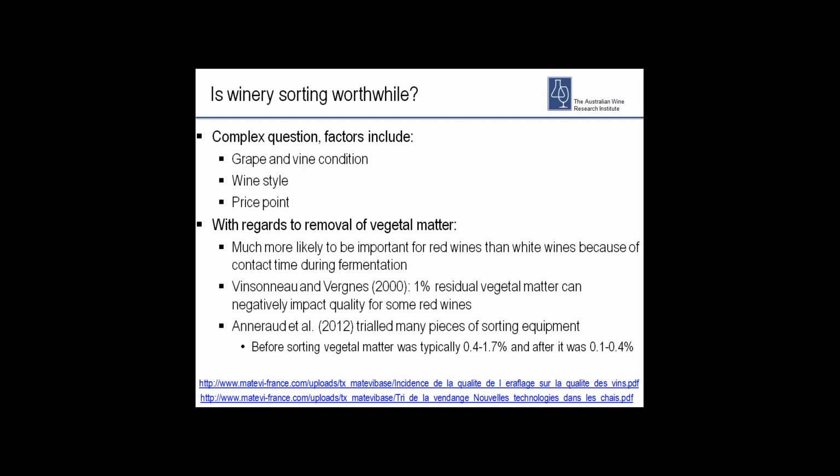Vincenot and Verdier report that 1% residual vegetal matter can negatively impact quality for some red wines, and our own colleagues trialed many pieces of sorting equipment. Just as a summary, before sorting, vegetal matter was typically between 0.4 and 1.7%, and after it was 0.1 to 0.4%. So basically, before and after sorting, maybe it suggests that sorting could have an influence in some circumstances.